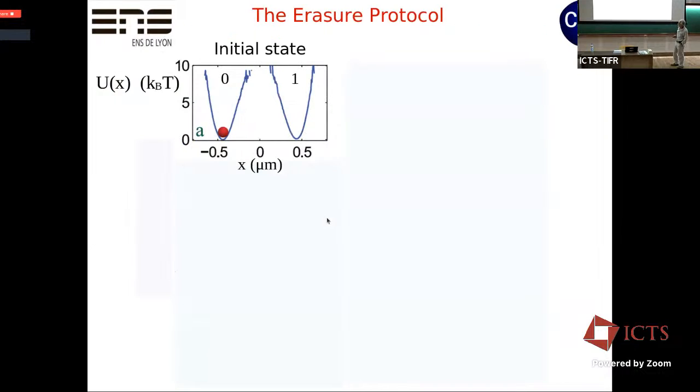And now you have to remember that I can play several games here, because by playing I can, for example, change the intensity. I can also change the intensity of the two lasers in order to incline the depth, to have different depths of the two wells. So I now increase the power of the laser, and I have a barrier that is very high, larger than 10 kT.